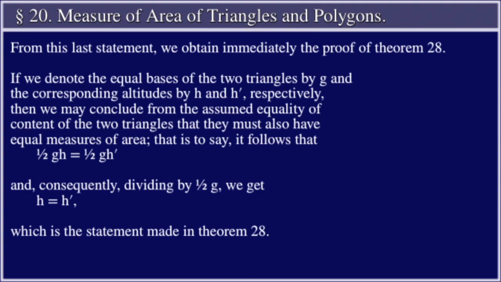If we denote the equal bases of the two triangles by G and the corresponding altitudes by H and H' respectively, then we may conclude from the assumed equality of content of the two triangles that they must also have equal measures of area. That is to say, it follows that 1/2 GH equals 1/2 GH'. And consequently, dividing by 1/2 G, we get H is equal to H', which is the statement made in Theorem 28.